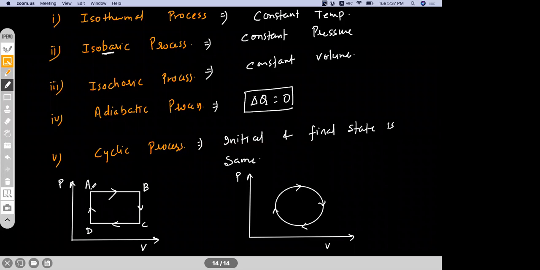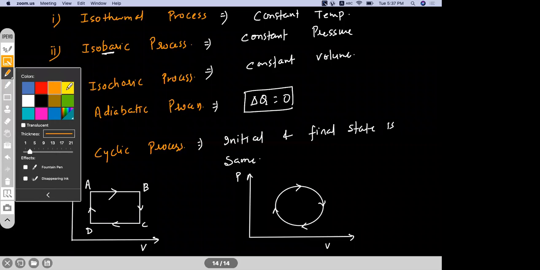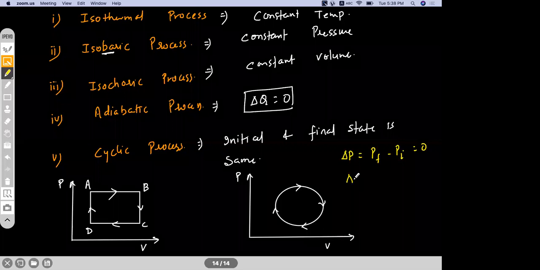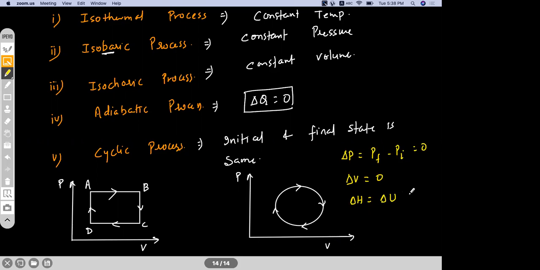Since initial and final state is same, the change in all those variables which are state variables is zero. Because delta P is final pressure minus initial pressure, P_F minus P_I. Since the final and initial positions are same, P_F and P_I are equal, and that's why delta P is zero. Similarly, delta V is zero, delta H is zero, delta U is zero, delta T is zero, delta G is zero. All these changes in state variables are zero in a cyclic process.